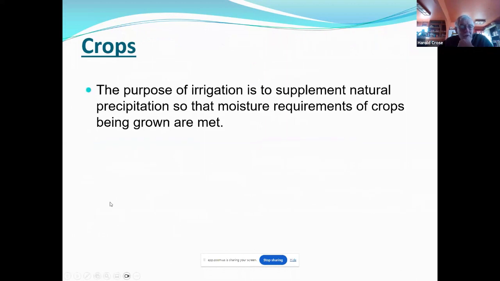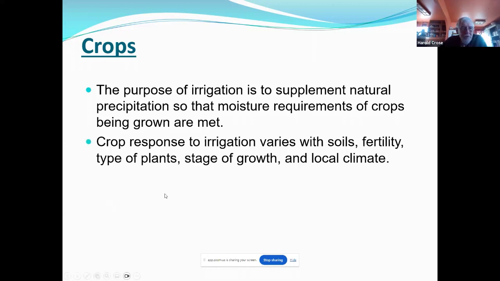So we'll talk a little about crops. The purpose of irrigation is to supplement natural precipitation so that moisture requirements of crops being grown are met. When you live in the desert like we do, your native vegetation requires only 3, 4, 5 inches of precip a year. You can see why we need irrigation to do what we do here. On the coast, maybe not so much.